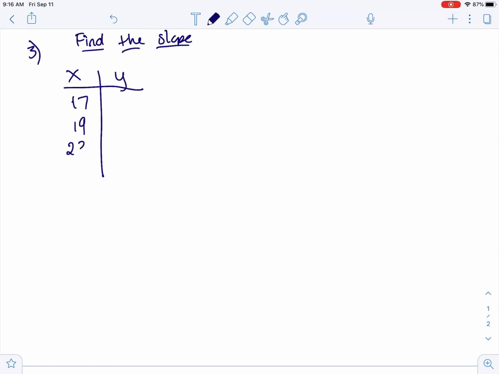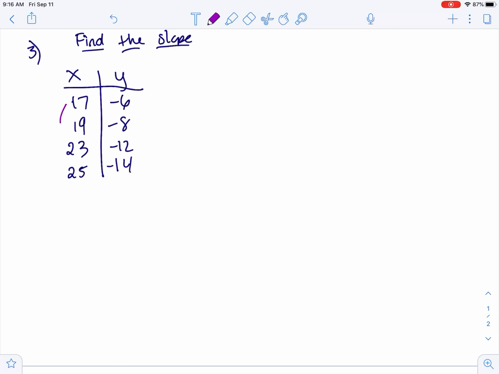Okay, so that was from a table. Now let's start connecting the dots from a table to an equation. So when we have the table, this is going to be our third example. Now we're going to actually just find the slope. Those are going to be our instructions. So I'm telling you it's a line, find the slope. So I'm going to do another table. And this one's going to be 17, 19, 23, and 25. Your y's are going to be negative 6, negative 8, negative 12, and negative 14.